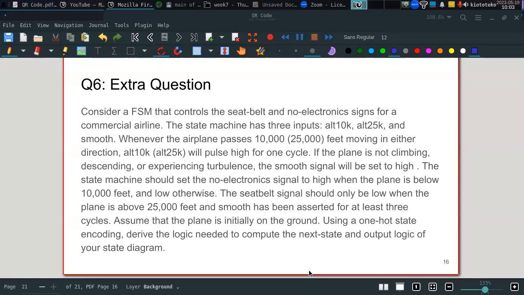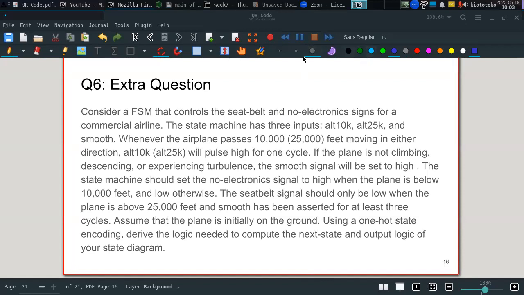The state machine should set the no electronic sign to high when the plane is below 10K feet and low otherwise. The seatbelt signal should only be low when the plane is above 25K feet and smooth has been asserted for at least 3 cycles. Assume that the plane is initially on the ground, and using a one-hot state encoding, derive the logic needed to compute the next state and output logic of your state diagram.